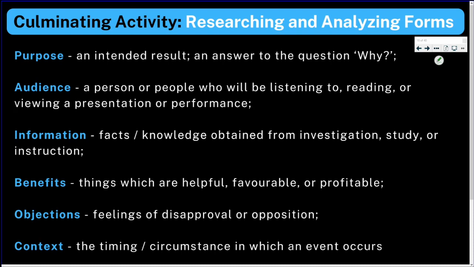Information is simply what's in the document, right? It's really what is being conveyed. And so think about the information as the message that is trying to be sent. The benefits and the objections go hand in hand with the information. So the benefits are the positive aspects that are being talked about, so the good things, and then the objections are criticisms and things that are negative, right?